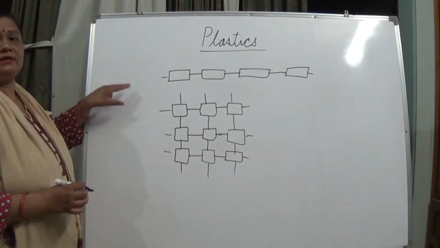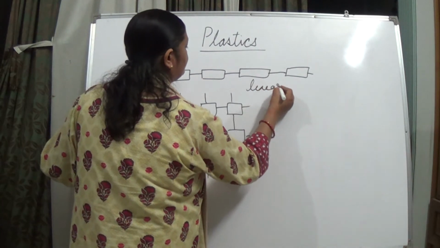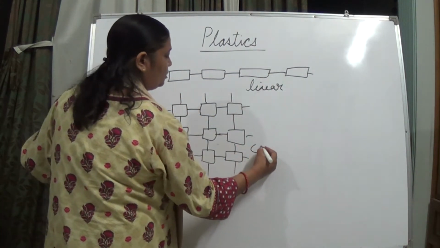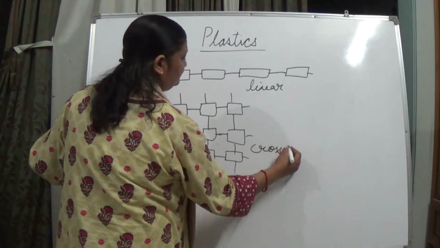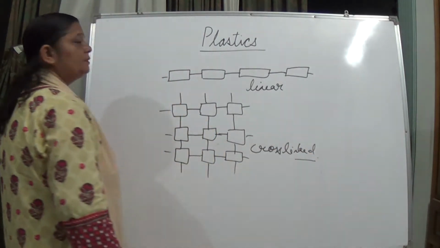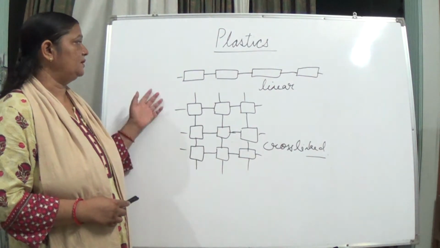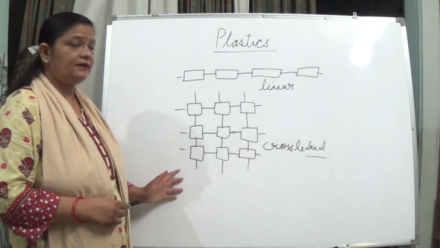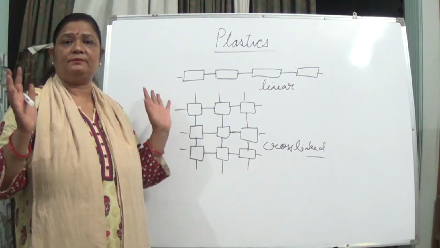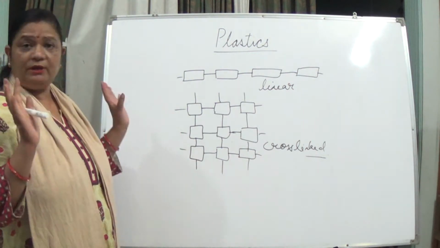So this is the linear structure and this is the cross-linked structure. It depends how the plastic has been made. So we have seen the structure of plastic, linear and cross-linked. The size of the plastic can be any size, or it can be of any color.